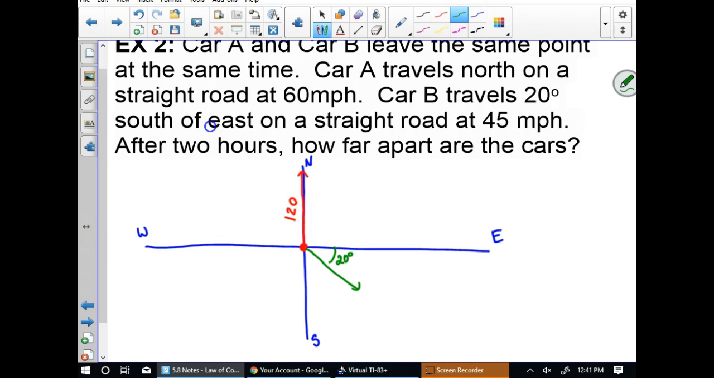And if car B travels 45 miles per hour for 2 hours, then how far has it traveled? 90 miles right here. Okay. And so our question is, how far apart are they? So we want to know this distance right here.